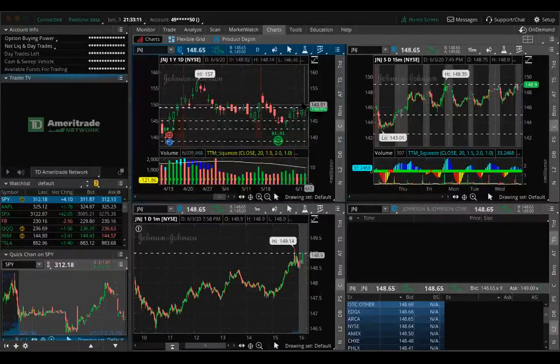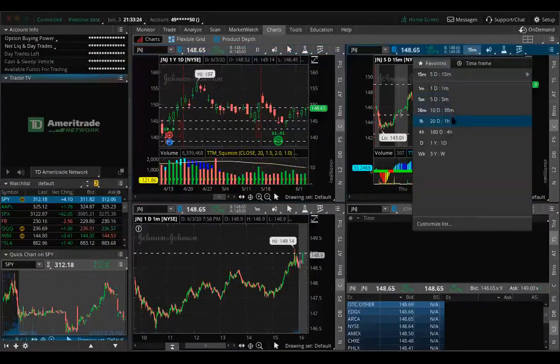This looks like almost a dragonfly doji, which is bullish. You got a lot of buying power coming in. So I would definitely put J&J. Look, that's a squeeze. That'll be a squeeze play right there. Definitely put that on the list.